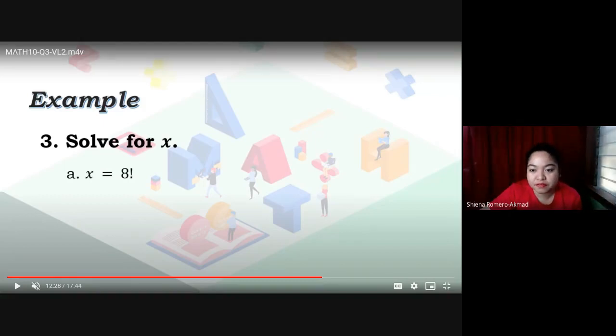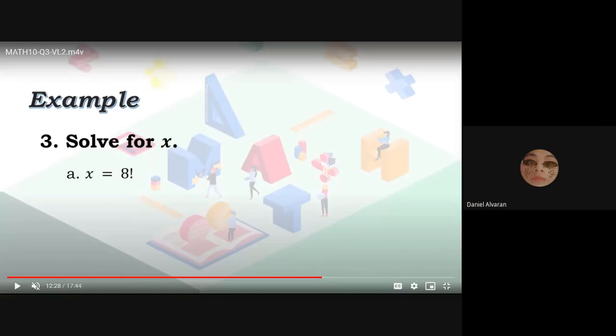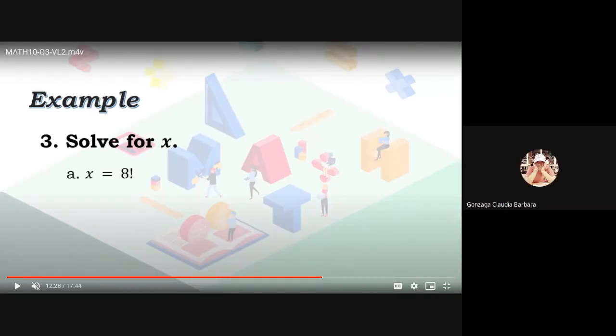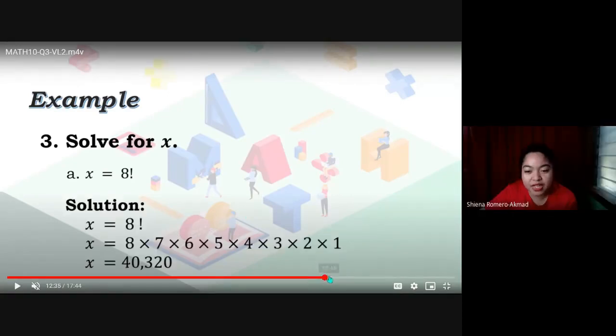Yes? Other hand. Albaran. Yes, Albaran? Ma'am, hindi po. Napindot lang. Okay. Sige, Gonzaga. 40,320. 40,320.